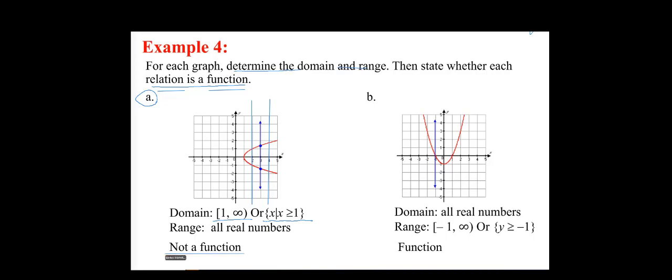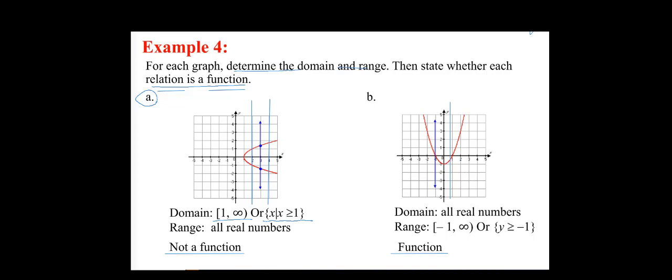That's my conclusion there. And as you can see, if I draw a vertical line on the other graph for part B, you see how it would intercept my graph at only one point. Therefore, it's a function. So the vertical line is only to indicate whether it's a function or a relation. We're done with that part, okay?